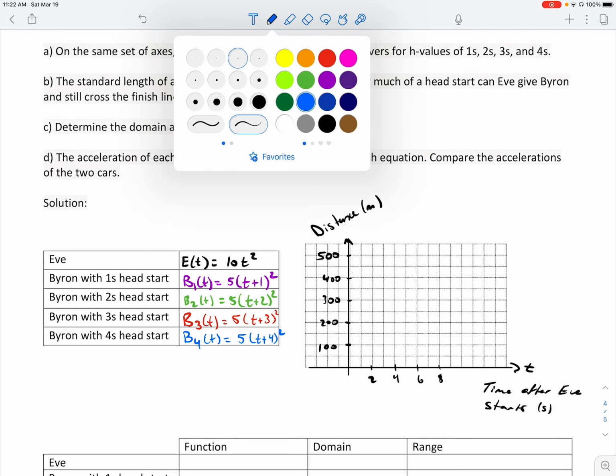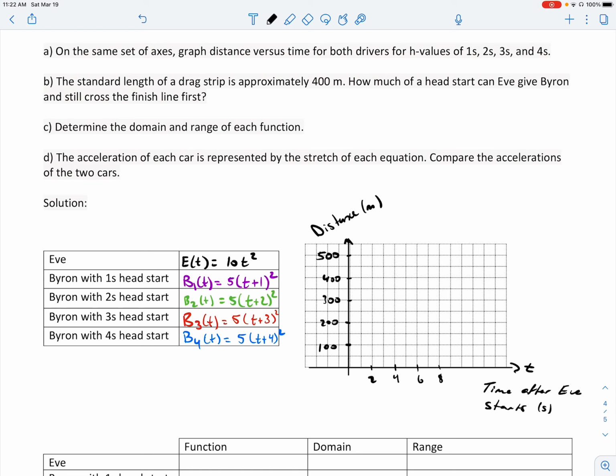Okay, so let's start with Eve. At time 0, if I put 0 in for time, I'm going to have 0 distance, so she's got a point right there. Okay, let's look at the 2 second mark. If I put 2 in for t, 2 squared is 4. 4 times 10 is 40. So just below the 50 mark. Plug in 4. 4 squared is 16. 16 times 10 is 160. So that's just a bit over 150.